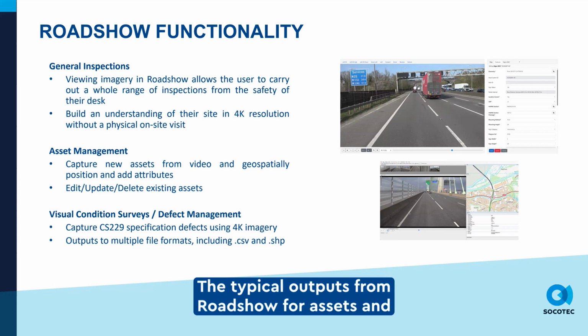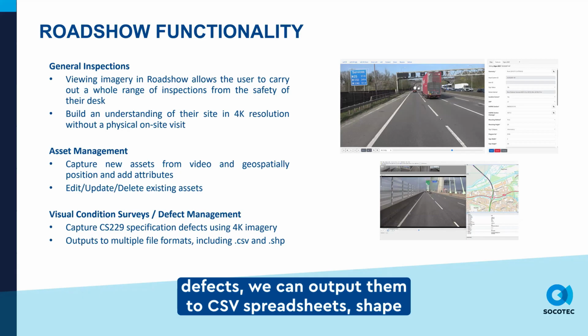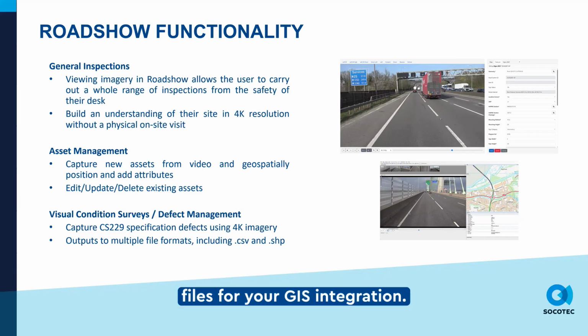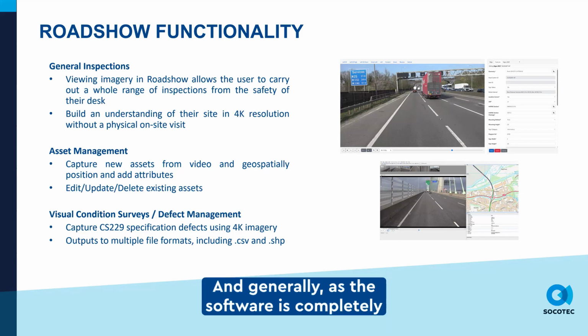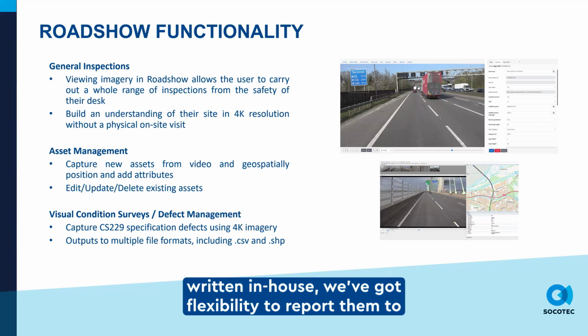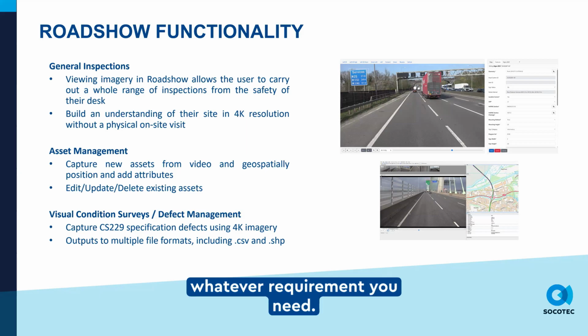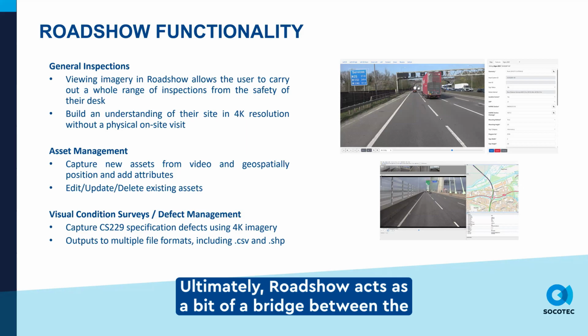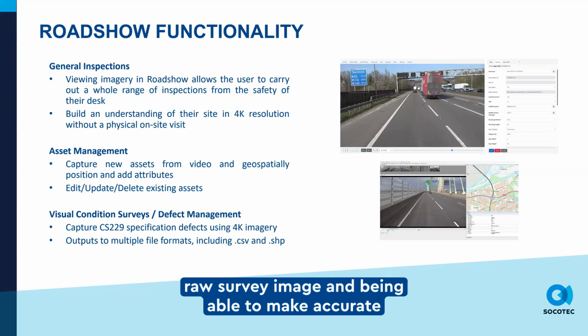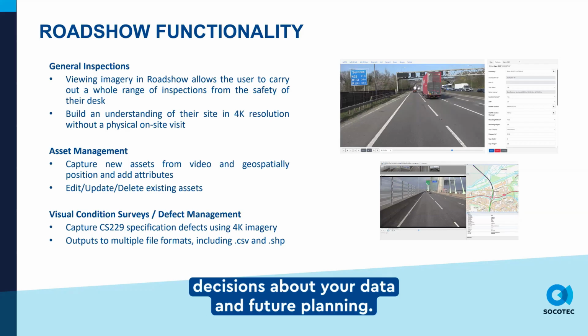The typical outputs from Roadshow for assets and defects, we can output them to CSV spreadsheets, shapefiles for your GIS integration. And generally, as the software is completely written in-house, we've got flexibility to report them to whatever requirement you need. Ultimately, Roadshow acts as a bit of a bridge between the raw survey image and being able to make accurate decisions about your data and future planning.